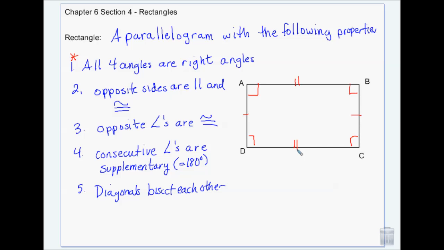Consecutive angles will add up to 180, right? Because 90 plus 90 equals 180. Opposite angles are congruent. 90 is congruent to 90. So it has all the same parallelogram properties. It's just that all the angles are 90 degrees.